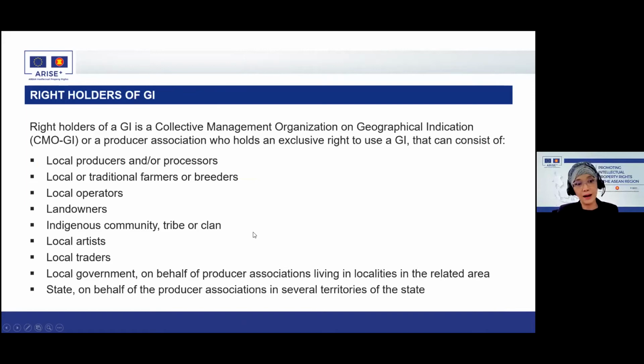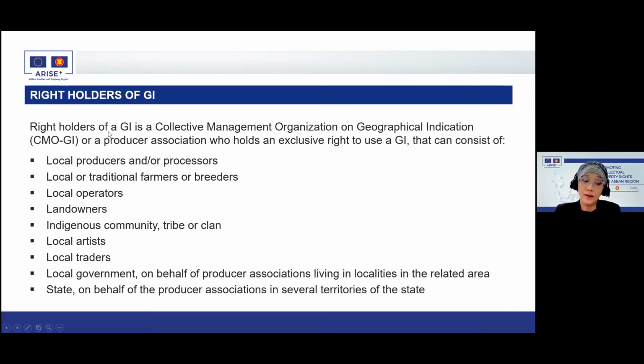Now about right holders of GI. As we are aware, GI is the only conventional IP held by a community, non-individual holders. But some experts said that the right held by GI right holders is actually not an exclusive ownership, but an exclusive right to use the GI. Okay.